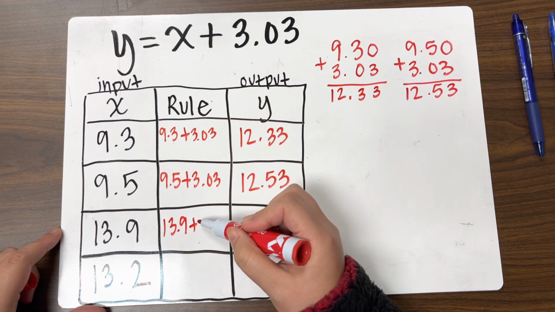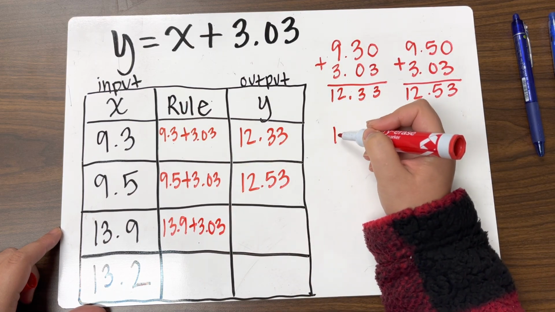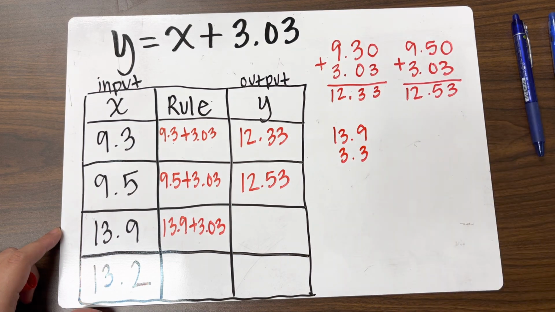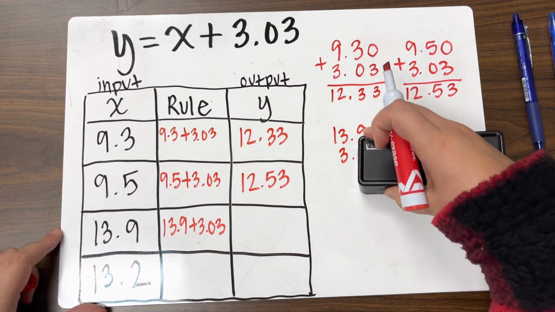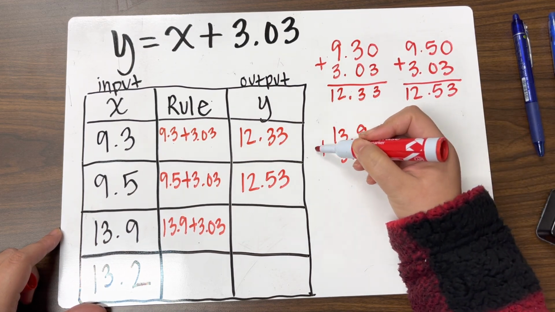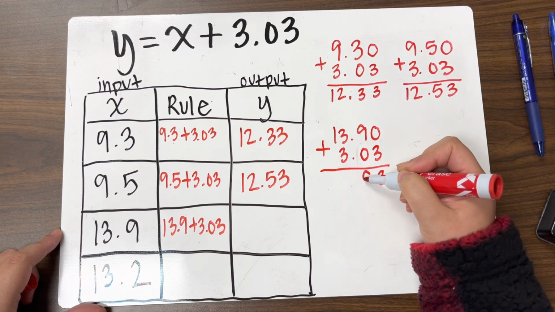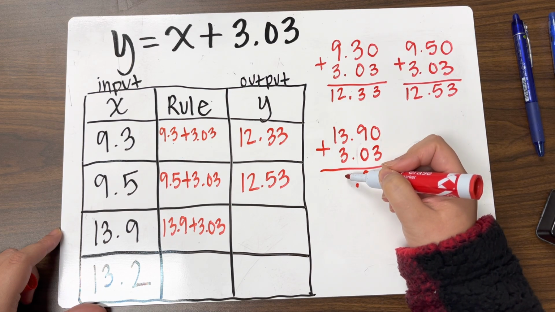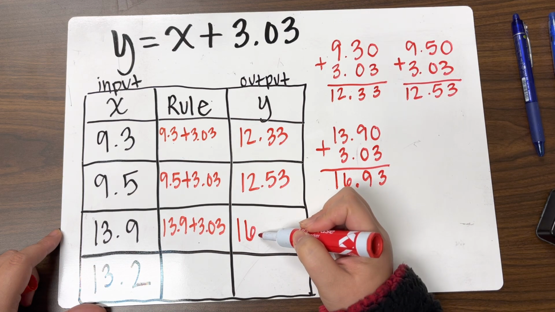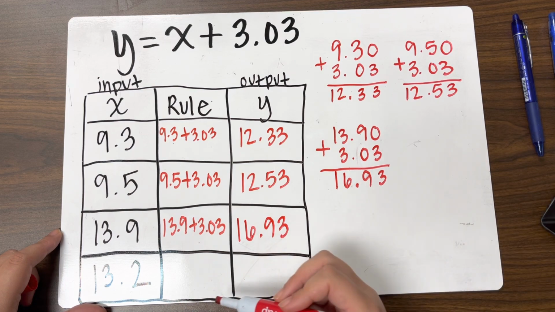Let's keep going. 13 and 9/10 plus, again, 3 and 3/100. Whoops. The 0 goes first, then the 3. So we're going to add your 0. So 3, 9, bring down your decimal, 6 and 1. 16 and 93/100.